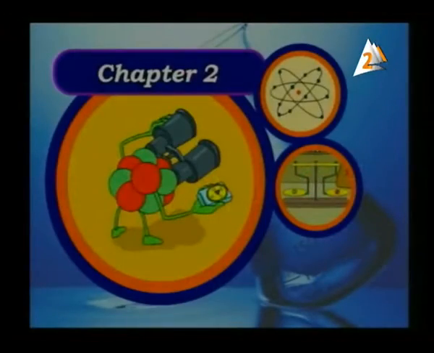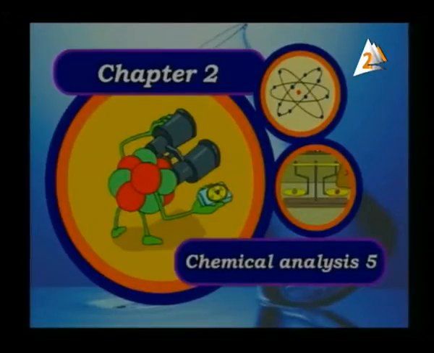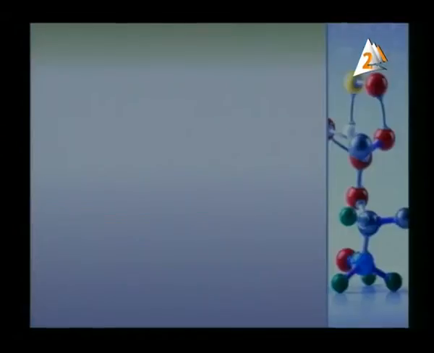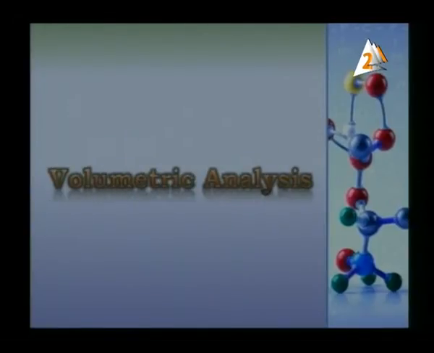Let's follow chapter 2. We will talk about the chemical analysis, part 5. Let's see what we have. The first is the quantitative analysis. What's meant by quantitative and what are the steps? As a beginning, volumetric analysis. It's a part of quantitative element analysis, so you must take it as steps.